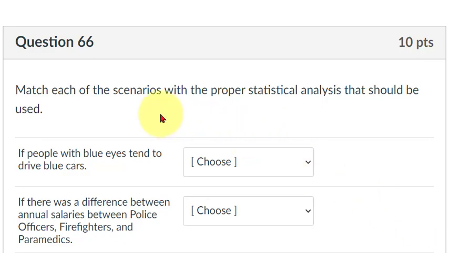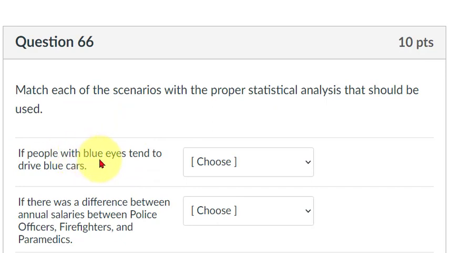So this question is about the statistical decision tree. In other words, which statistical analysis will you use under each different problem here? So what you have to do is identify the variables. Once you know the variables and what type they are, whether they're categorical, ordinal, or continuous, then you should know the test. So the first one is people with blue eyes tend to drive blue cars.